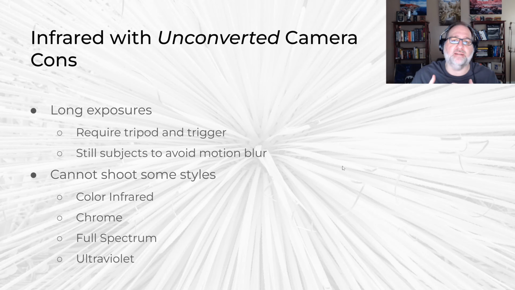On the negative side of an unconverted camera, you are going to have those long exposures, so you're probably going to need a tripod and some kind of a trigger. You may have to deal with motion blur for your subjects, so if it's a windy day or if your subjects are moving, that's something to keep in mind, unless that's an effect you're looking for, of course. And there are some styles of infrared that you will not be able to shoot, so you won't be able to shoot color infrared, just that traditional with just the muted colors. You won't be able to shoot things like chrome, full spectrum, or ultraviolet with an unconverted camera.